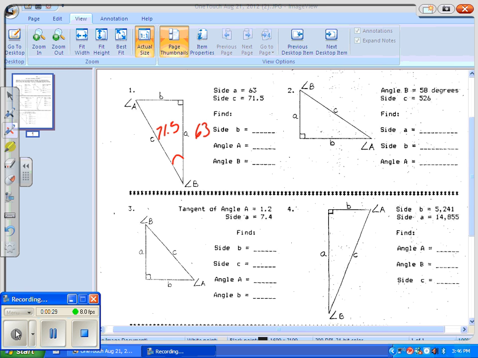So if we're looking at angle B, what things do we have? What side is this right here? Hypotenuse. Okay, so we've got the hypotenuse, and we've got the adjacent. So which one do we have? We have the cosine.